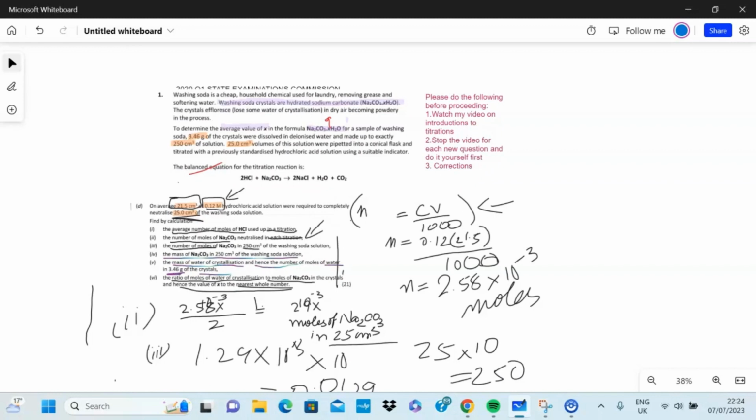But remember, this is such an easy 50 marks. It's so easy if you know the technique, and it's always question 1.